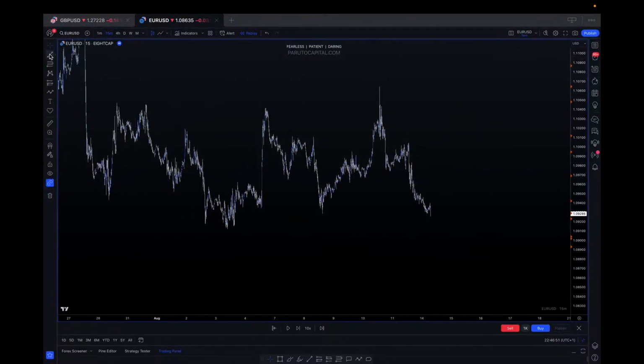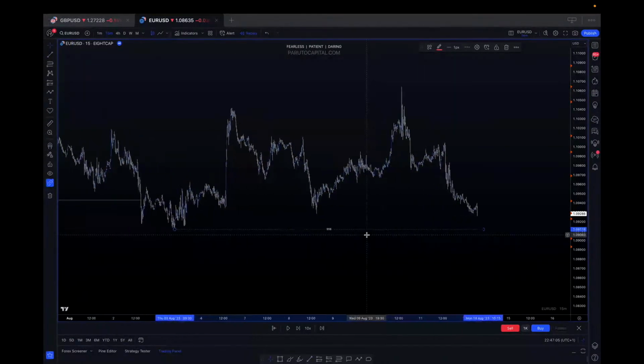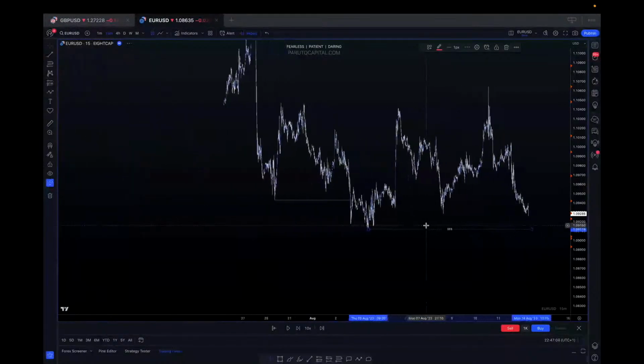So on the 15 minutes here, we also have clear structure. So let me just draw this. We have here the BOS, and then we have this low. This is the low that we're expecting is going to be taken out on the 15 minutes. So we're clear with respect to that.